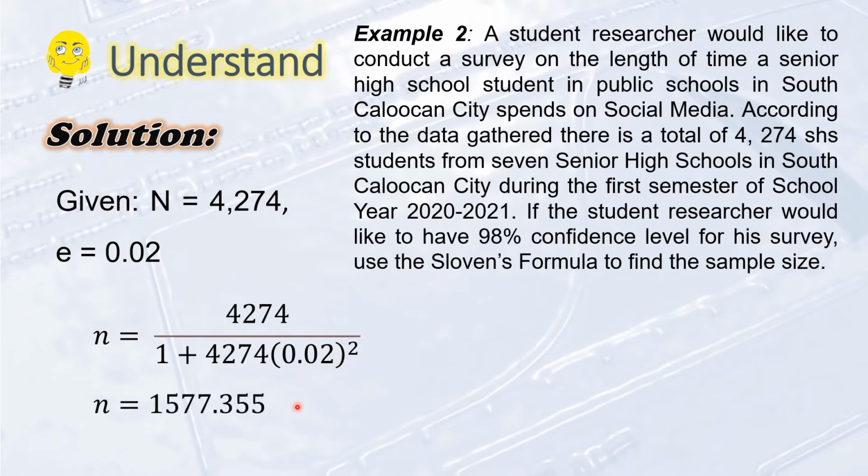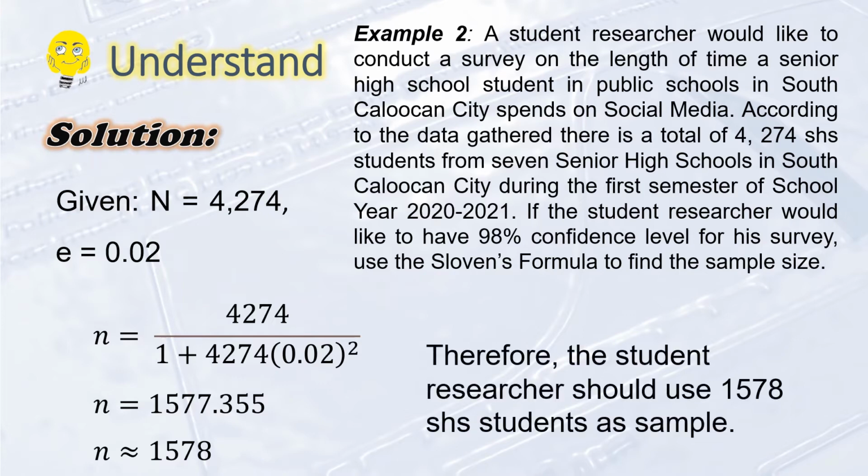We will get n is equal to 1,577.355. And again, n must be a positive integer, so we round this off to 1,578. Therefore, the student researcher should use 1,578 senior high school students as sample. We usually use the Slovin's formula when we do not have any information about the population, or we do not know the behavior of the population.